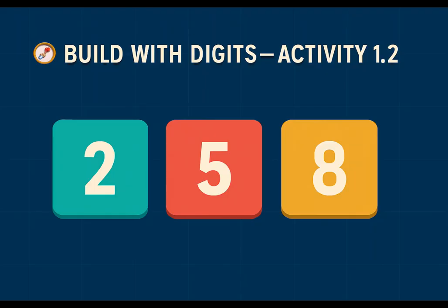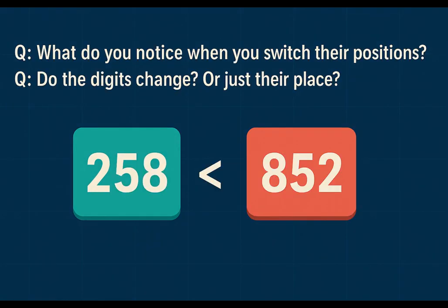Let's play with the digits 2, 5, and 8. Build the largest and the smallest two digit and three digit numbers. Okay, so if you try to make two digit numbers with 2, 5, 8, the largest, of course, will be 85 and the smallest will be 28. How about three digit numbers? The largest will be 852 and the smallest will be in the reverse order, 258.